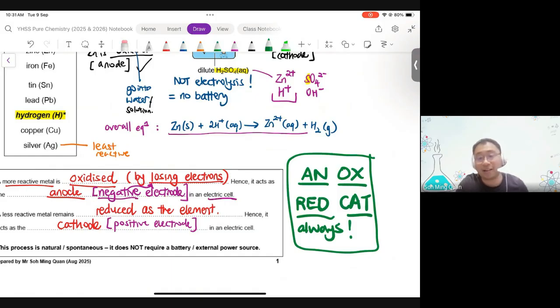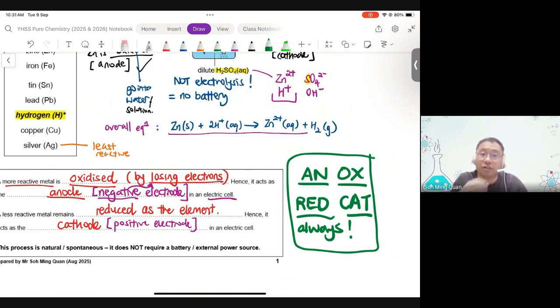Anodes and cathodes. So the anode is the electrode where oxidation happens. The cathode is the electrode where reduction happens. So this is what anode and cathode really mean. Anode and cathode are defined in terms of oxidation and reduction.